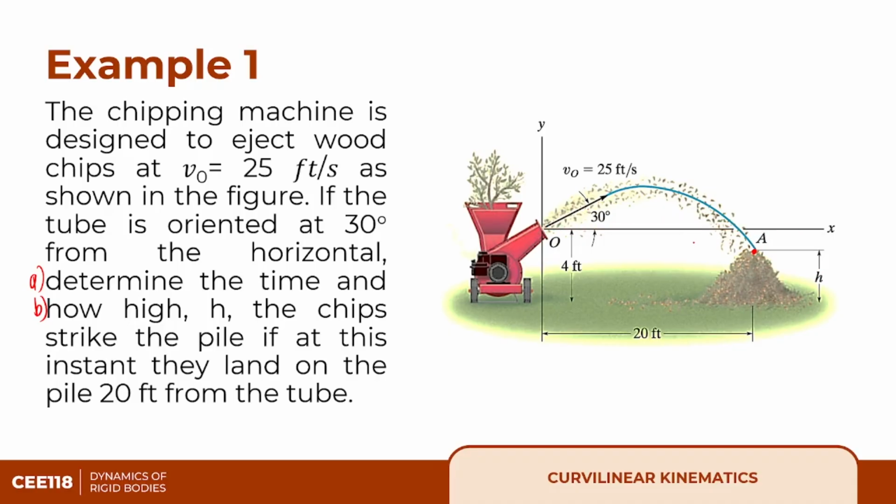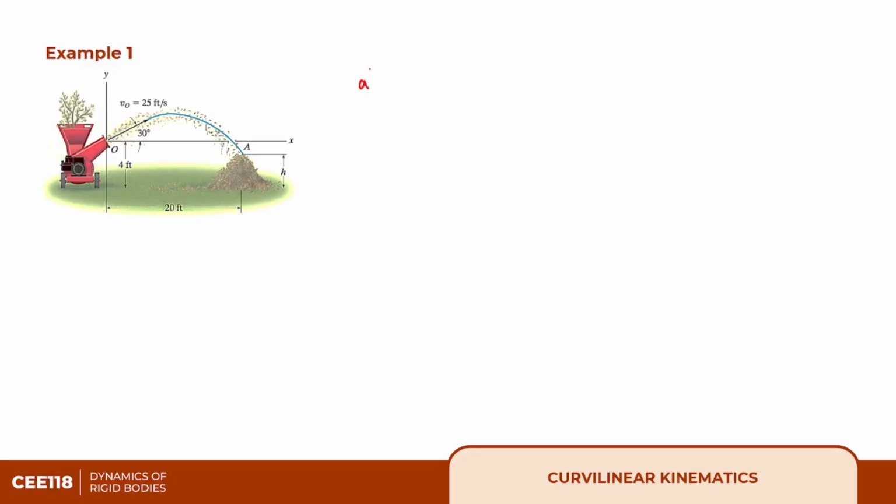So we would be expecting that, for example, this is YA, that is negative YA. Nakuha ba? YA is basically equal to 4 minus H. It is negative, so that is negative 4 minus H. We will be using this later. Okay, let's first determine the time.